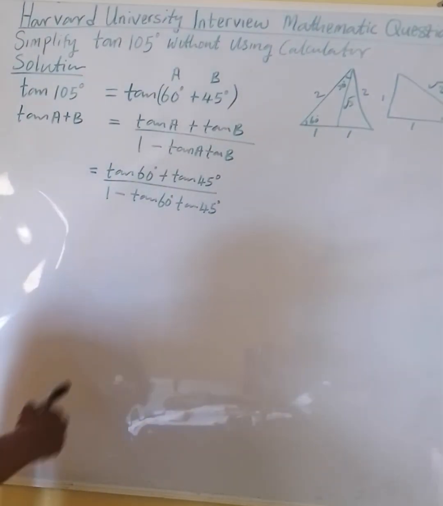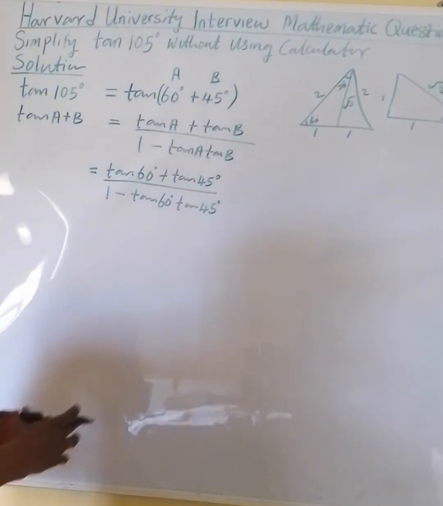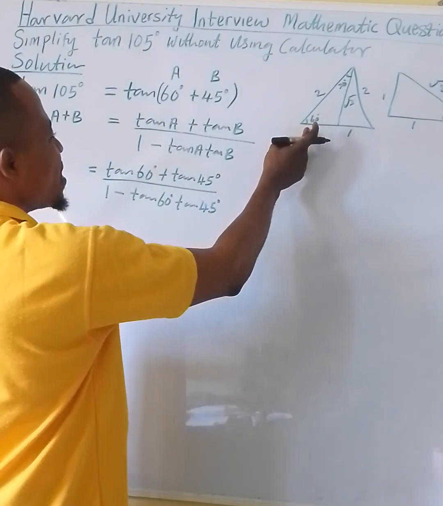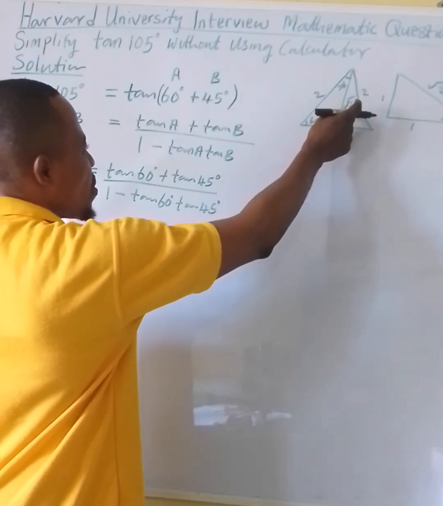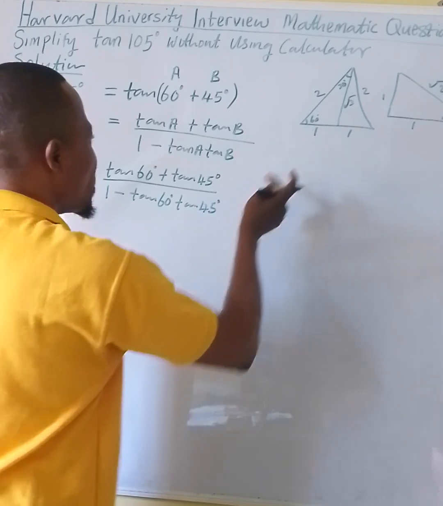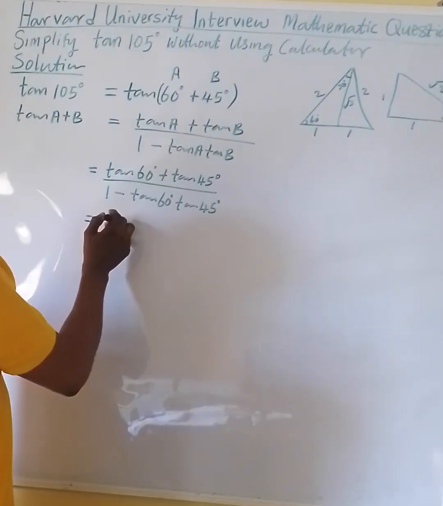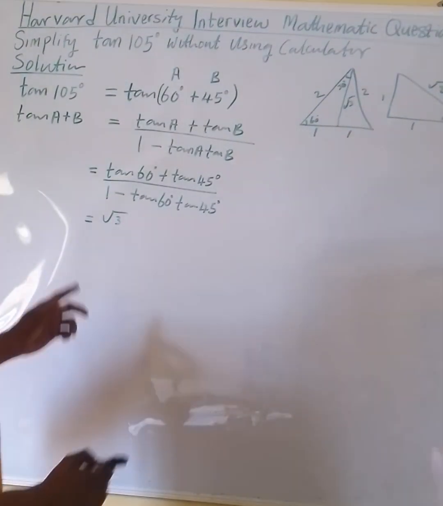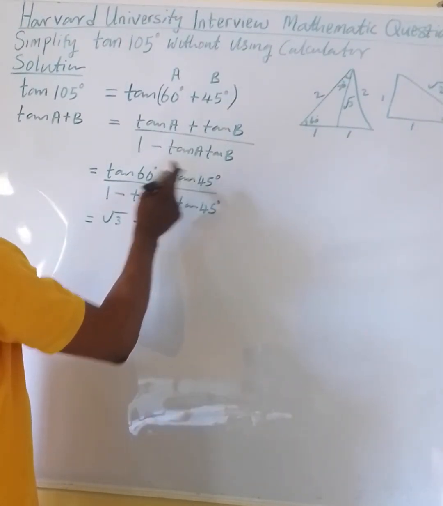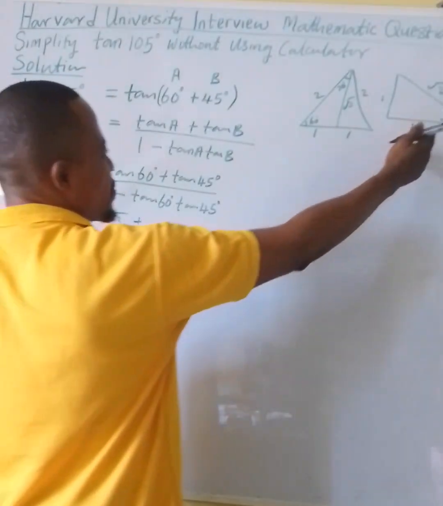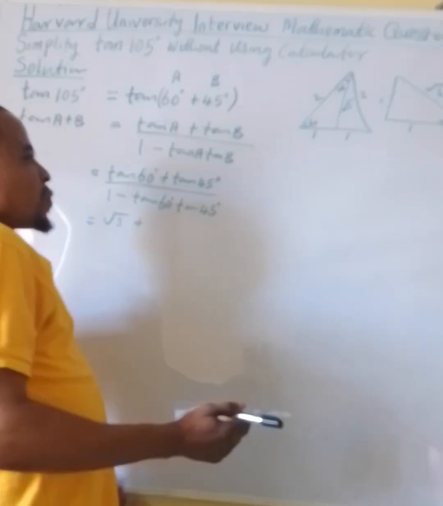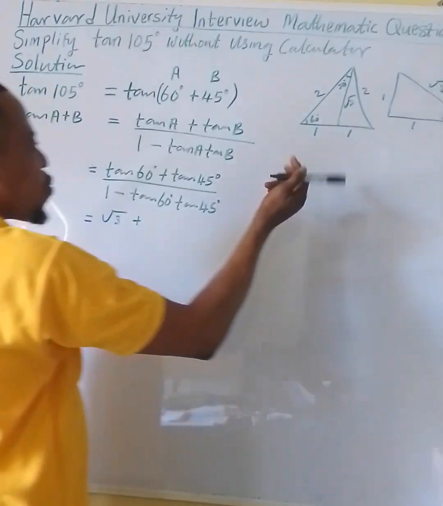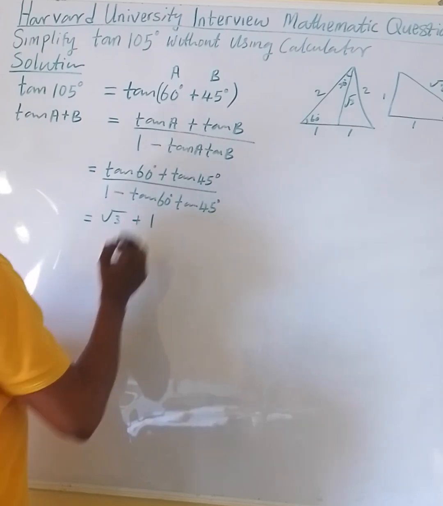Now, tan 60 degrees. You know tan means TOA, which is opposite over adjacent. So for tan 60 degrees, opposite over adjacent is root 3 over 1, which gives us root 3. Are we together? Then plus tan 45 degrees. This is our 45. Tan is TOA, opposite over adjacent. So this opposite, this adjacent, which is 1 over 1, which is plus 1.